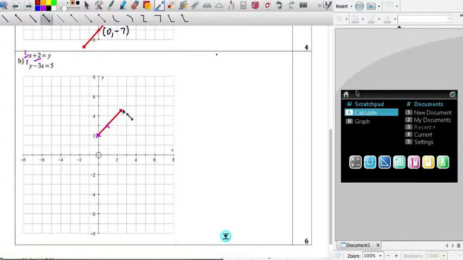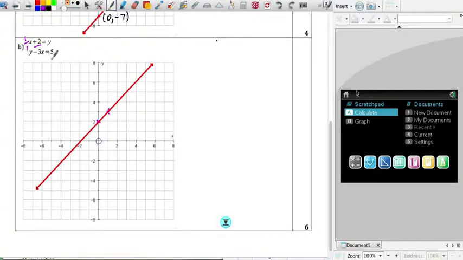And then what I'm going to do is join those two in order to construct my line, and I'll just extend the line the other way, make sure it's nice and long. Okay, that's the first line, and then I'm going to repeat the process with the second line.